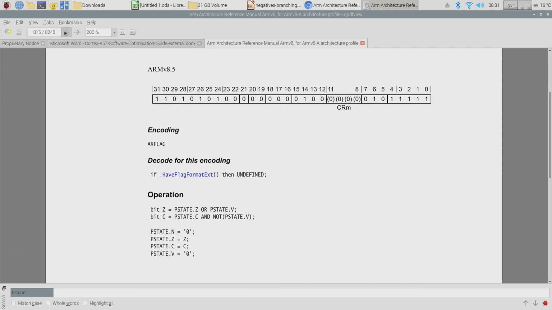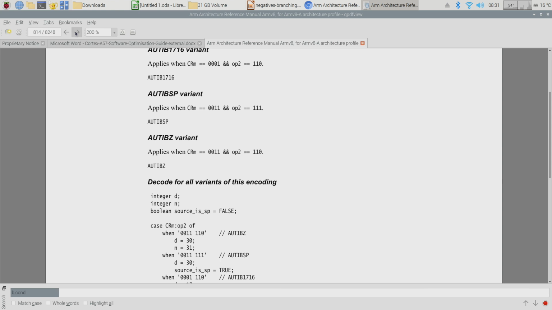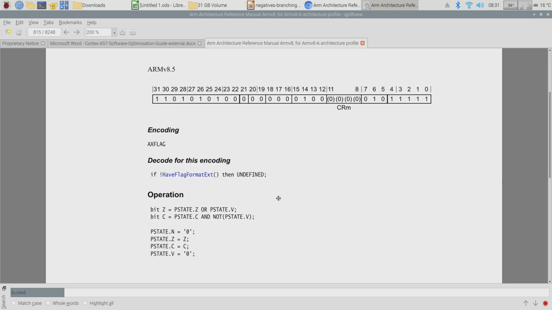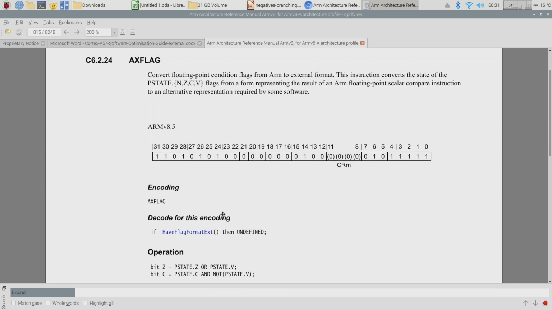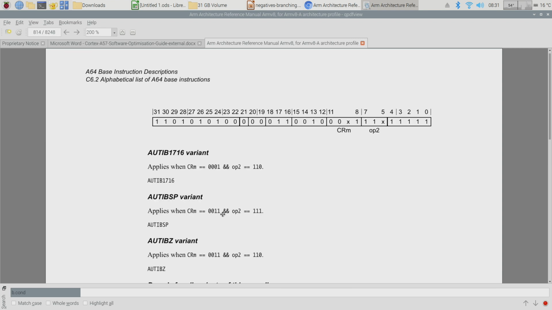Oh wait, here we go. Okay, you know what? Let's not waste our time with this. I'll find the cheat sheet where this is not hard to look at, and we don't have to go digging through an 8,000-page manual.